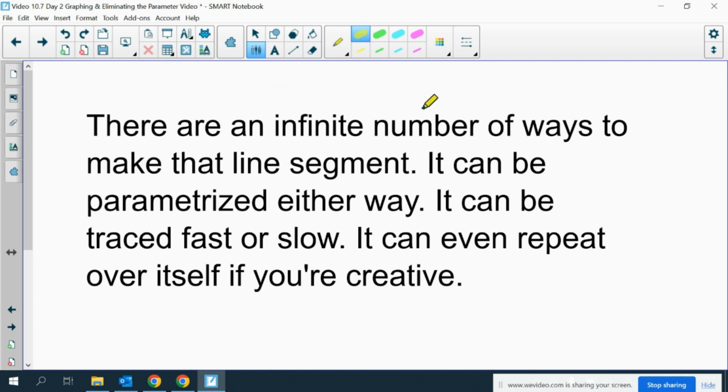So there are an infinite number of ways to parameterize the line segment that we just did. I showed you 5 or so, but it can be parameterized going up or going down, going left or right. It can be traced fast or slow. It can change speeds. You can go fast, slow. You can go from fast to slow, slow to fast. It can even repeat over itself if you're creative, if you use some absolute values or squareds in different ways.